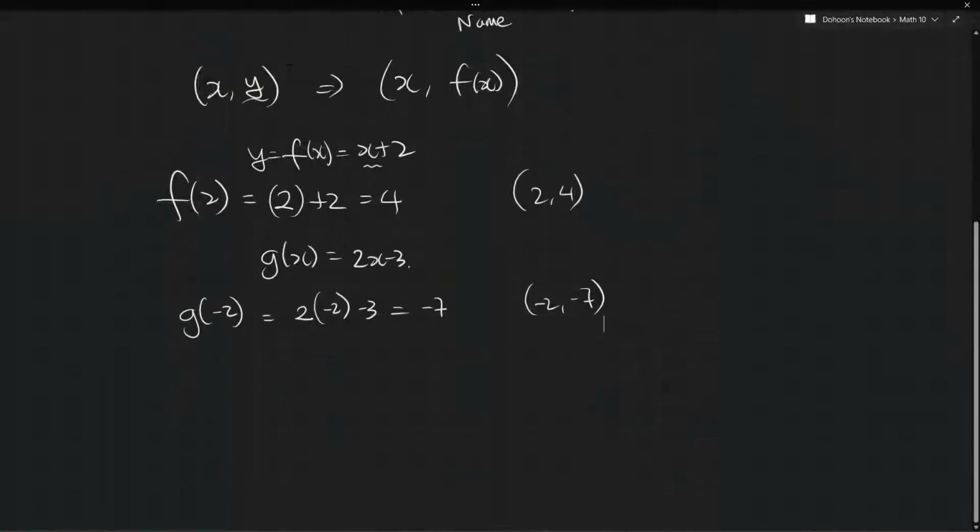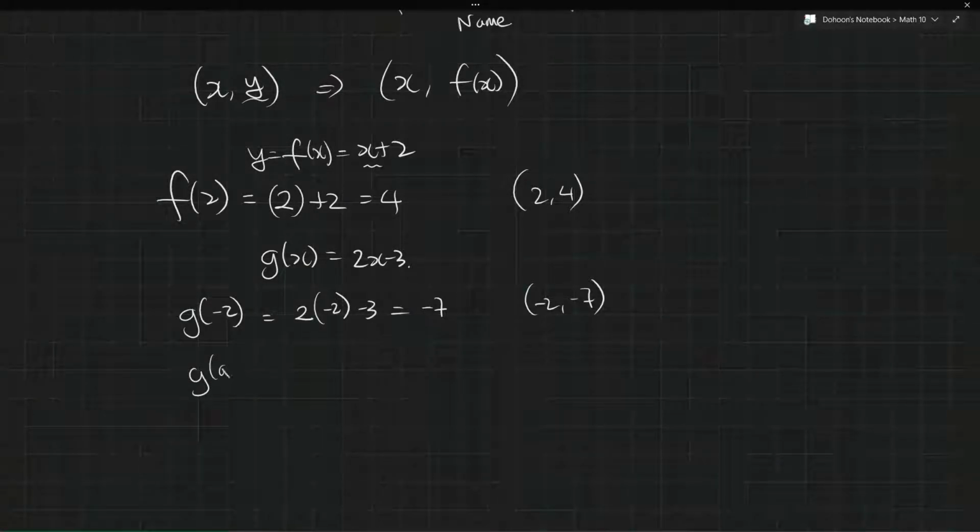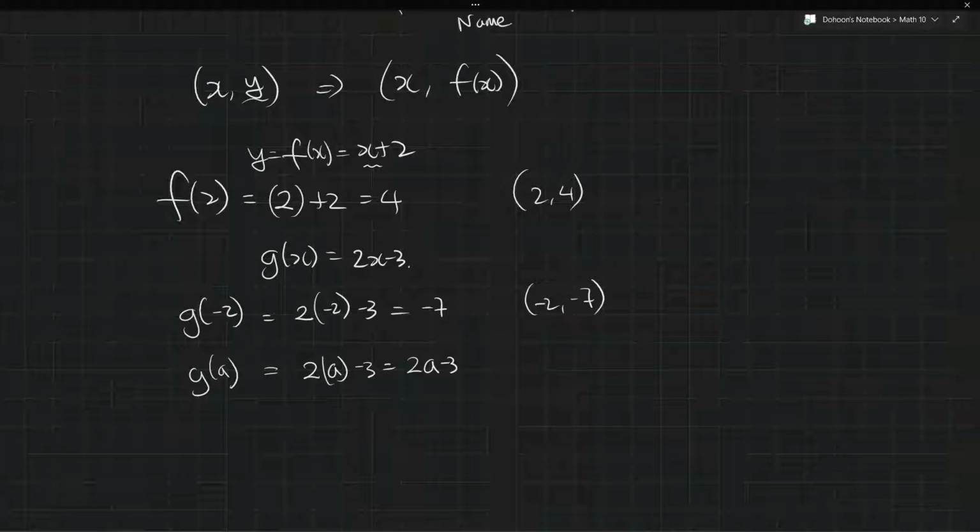What if I put g of a? Well, we still do the same thing. The g of a means we're putting a in the spot of x. So we can just leave it as 2a minus 3, and that's it. What about g of 3a? Well, it sounds complicated, but we're still doing the same thing. We're putting 3a in the spot of x. So we can go 2 times 3a minus 3, which becomes 6a minus 3.